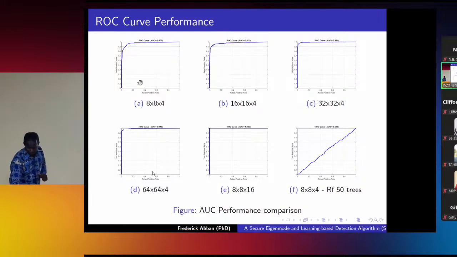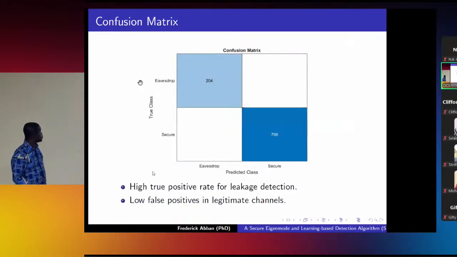We also noticed that we had a very high true positive rate for the leakage detection. We did 1,000 iterations, and all the 1,000 iterations performed very well between the eavesdropper. We were able to identify the eavesdropping, and we were able to identify the intrusion or the security side. And we had little or no, or very low, false positives.